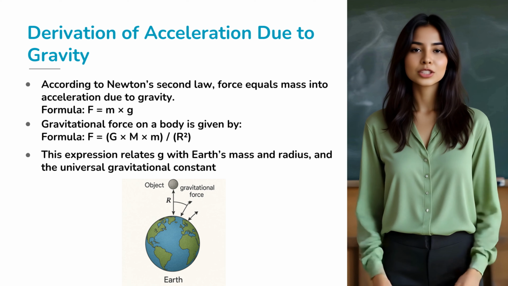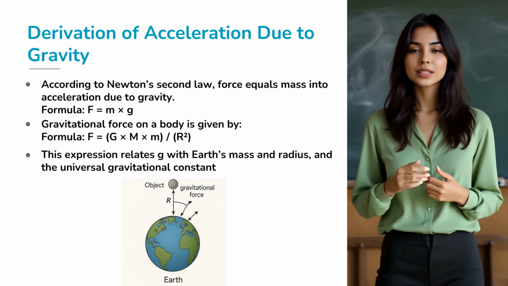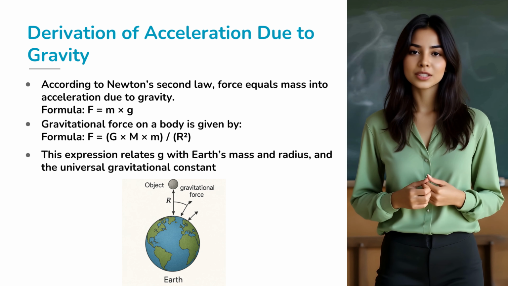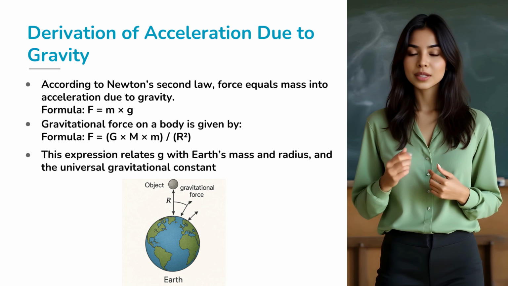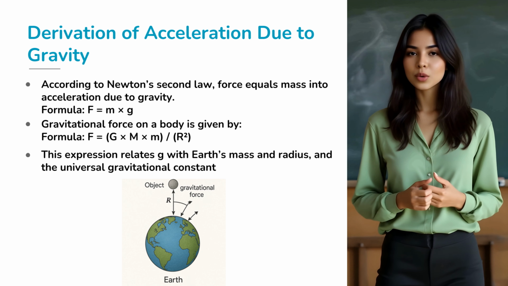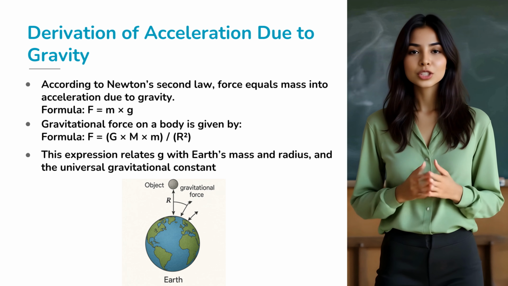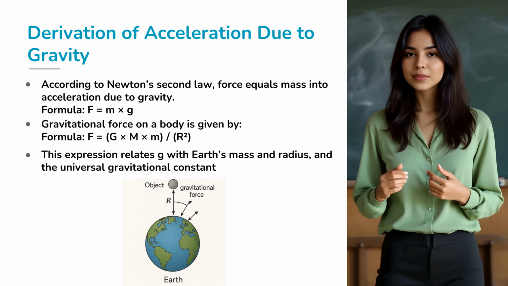If we set these two expressions for force equal to each other, the object's mass cancels out, leaving g equals capital G times the mass of the Earth divided by the radius squared. This formula is extremely important because it shows that the value of g depends only on three things: the universal gravitational constant, the mass of the Earth, and the radius of the Earth.